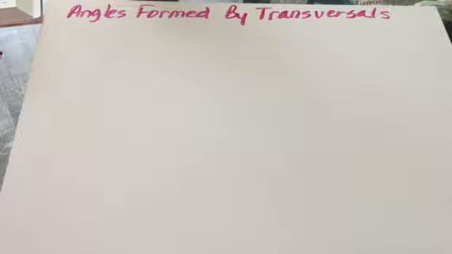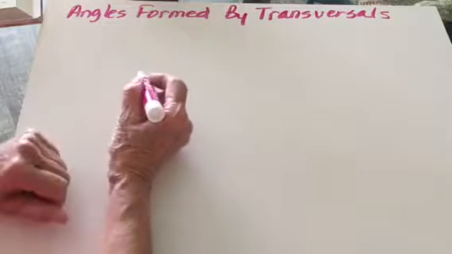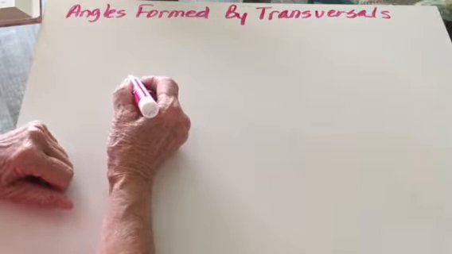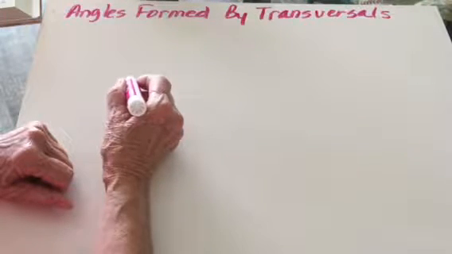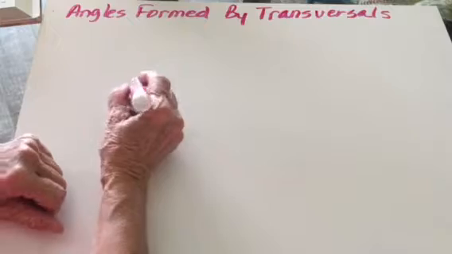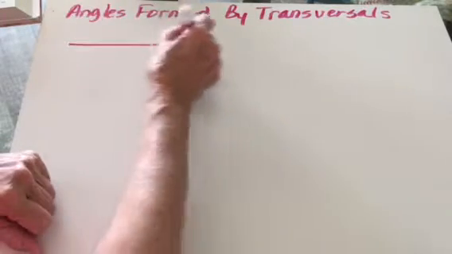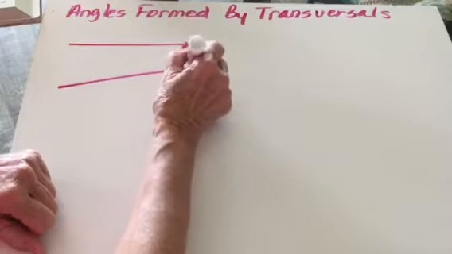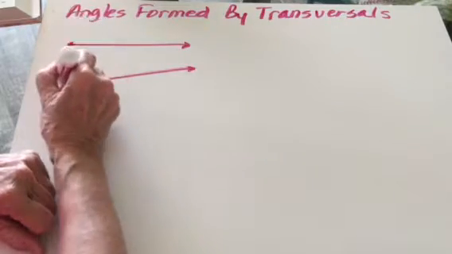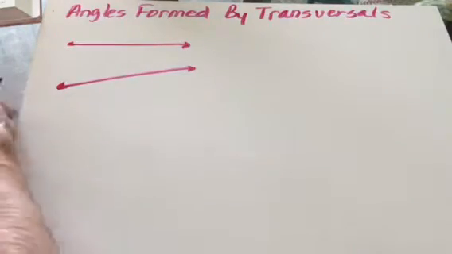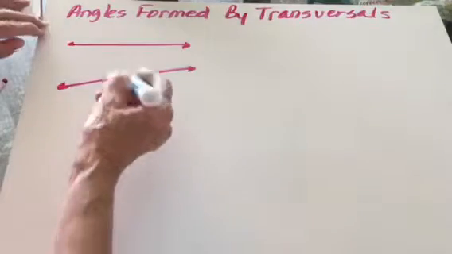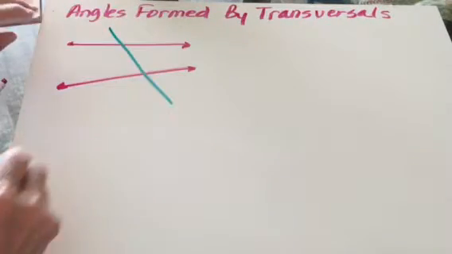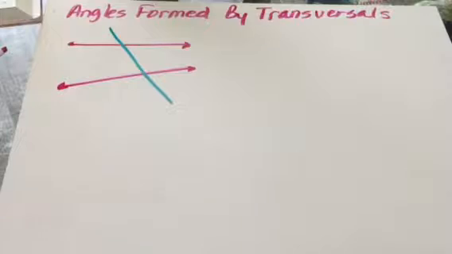In this video, we're going to talk about angles that are formed by two lines that are cut by a transversal. I'm going to draw two lines here. One goes like this, one goes like this. These lines are not parallel. If you can tell, they will meet. But I'm going to cut this with a line called a transversal.